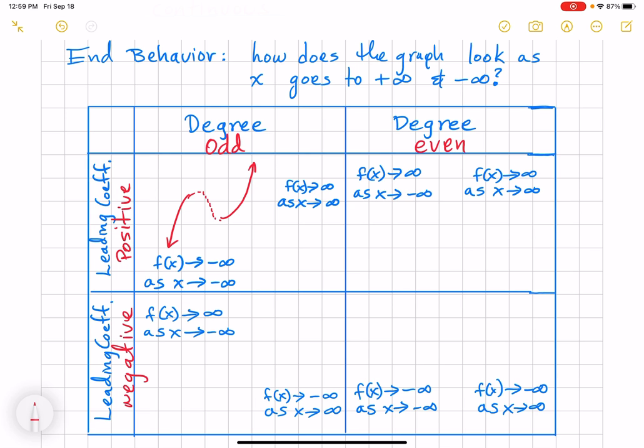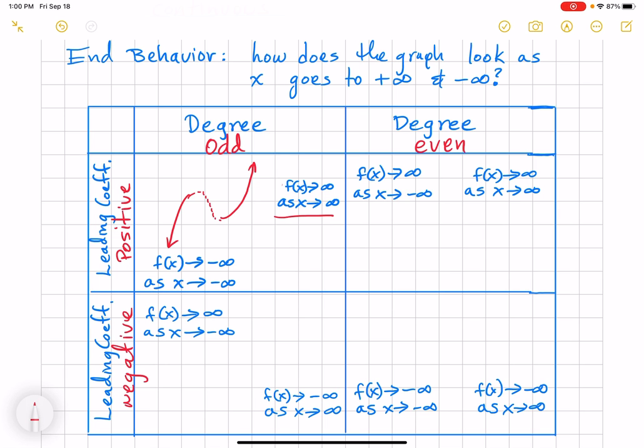Now we use symbols to explain what's happening. We say that f of x goes to infinity as x goes to infinity. In other words, as you move to the right, the graph goes up to infinity. That's what this statement is saying right here.